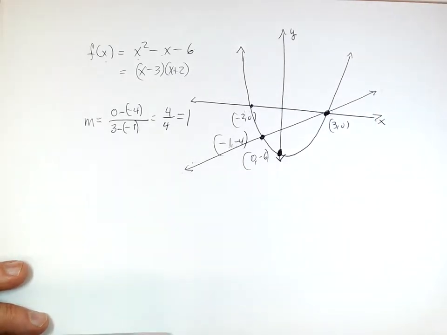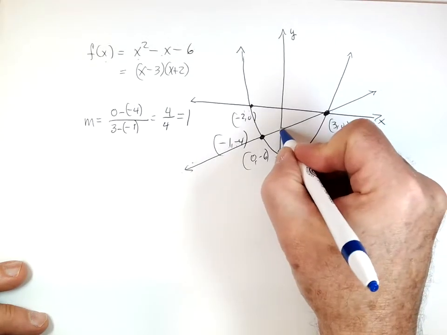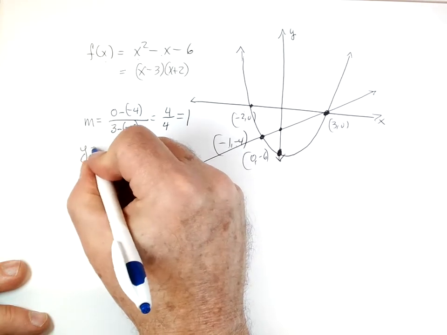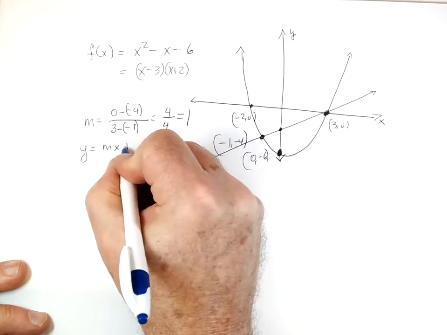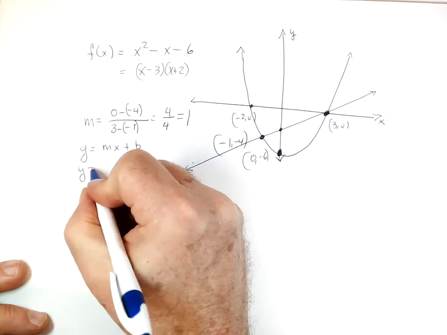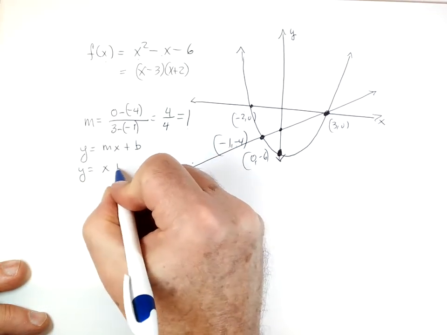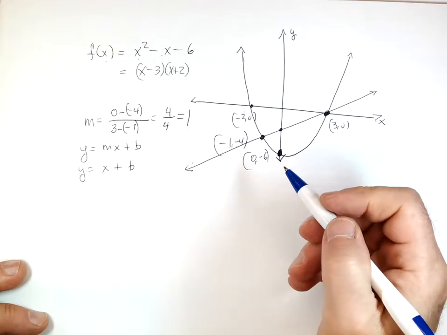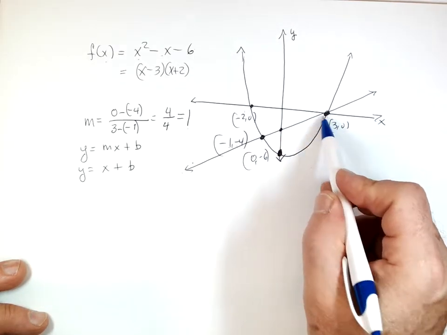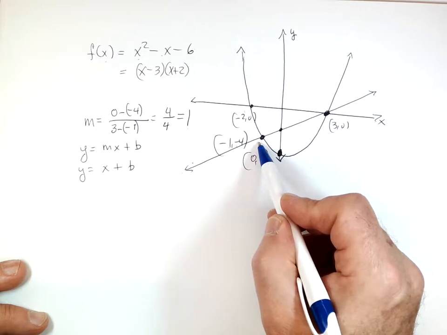Next thing we have to do is find the intercept. We're going to put it in y equals mx plus b form. We know the slope is 1, so y equals 1x, or x, plus b. And what you have to do is find b. Either use the point 3, 0, or the point negative 1, negative 4.